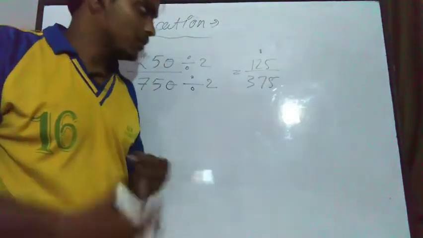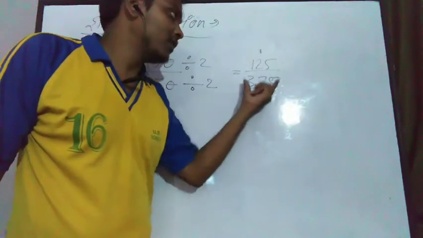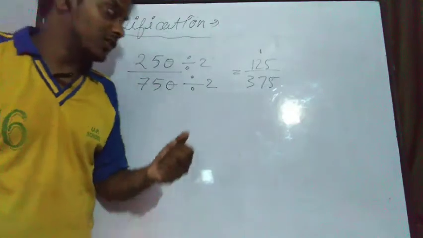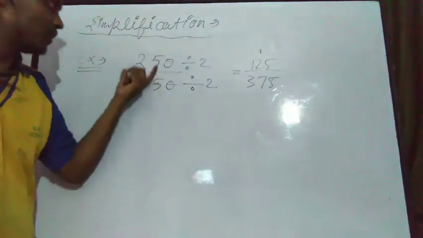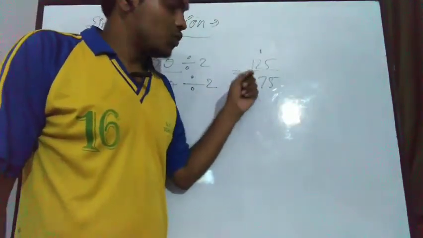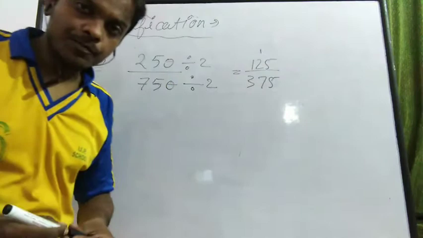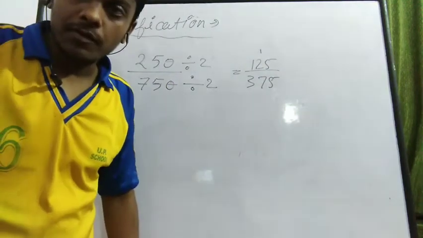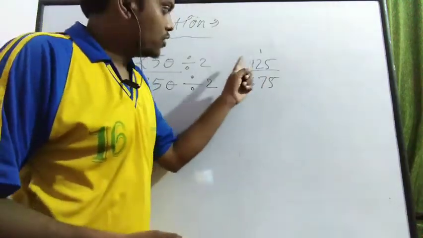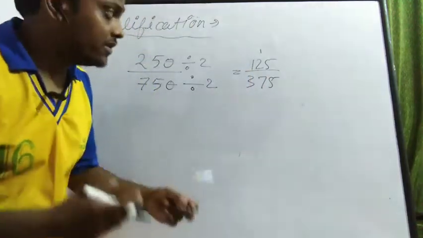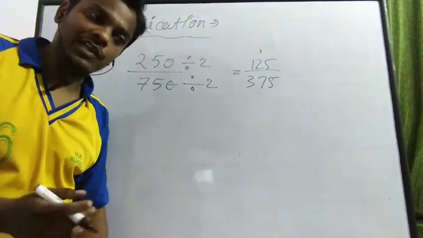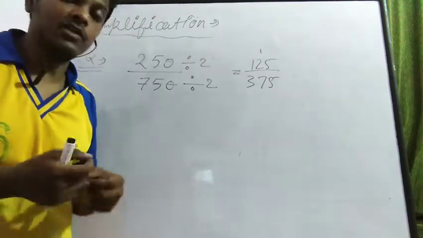With the same method, we will check for 2. It will not divide 125 and 375. We have to choose a number which will divide both the numerator and the denominator. So we will check for 3. What is the condition for divisibility by 3? See, 125 upon 375. The divisibility condition for 3 is that the sum of the digits will be divisible by 3. So 1 plus 2 is 3, plus 5 is 8. 8 is not divisible by 3, so we will not take 3.